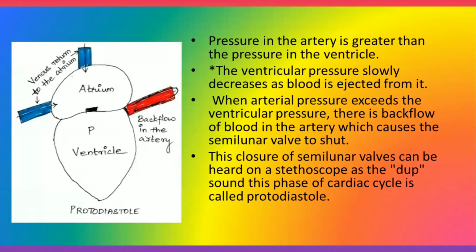To stop this backflow of blood from the artery into the ventricle, the semilunar valves will close. This closure of the semilunar valve can be heard on a stethoscope. It will produce the dicrotic sound. And this phase of the cardiac cycle is called the protodiastole.